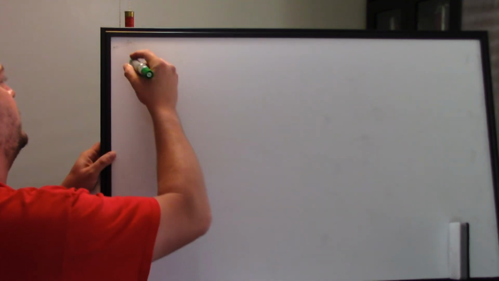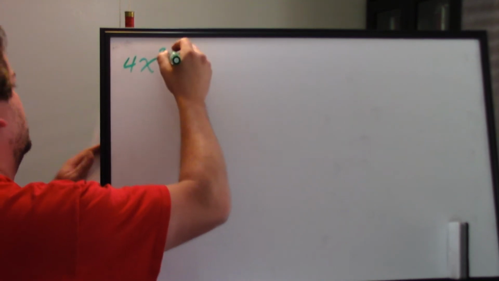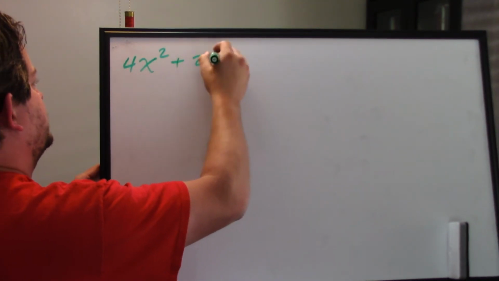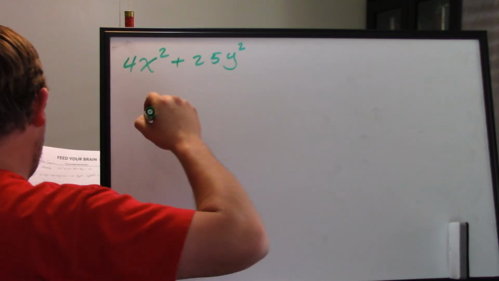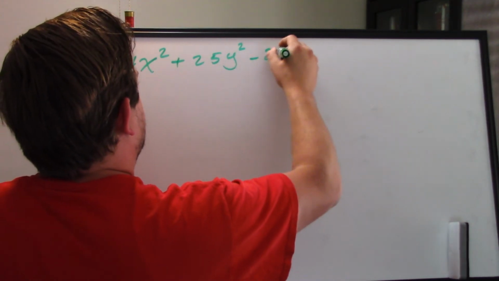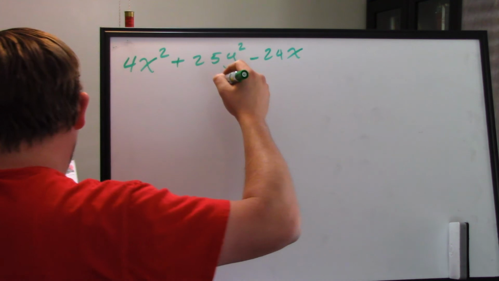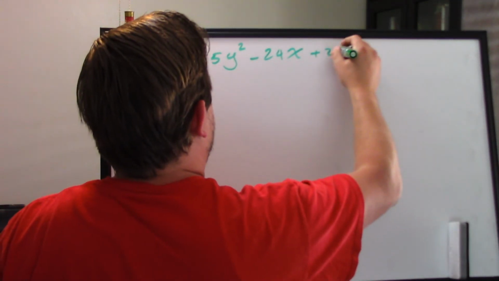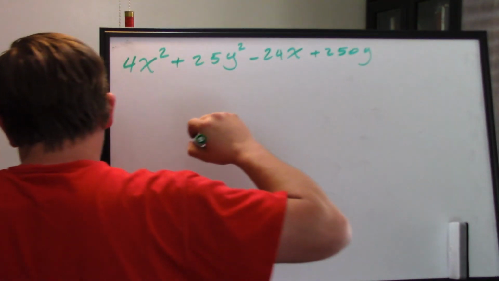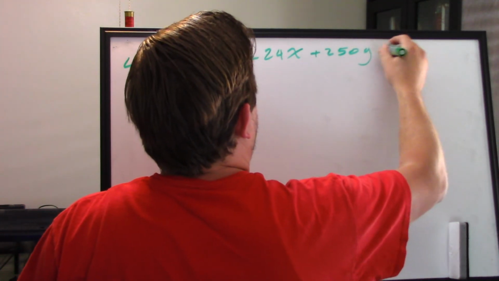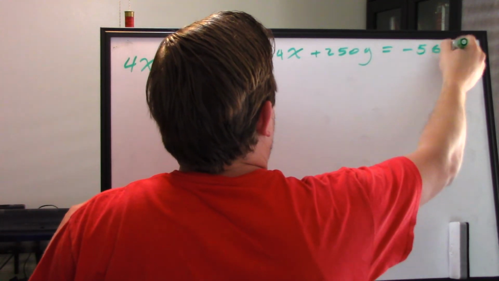Okay. The next one was a multi-part problem as well. So let's take a look at that. It's 8, 9, and 10, it looks like. The equation was 4x squared plus 25y squared minus 24x plus 250y, that's not pleasant, plus 561.